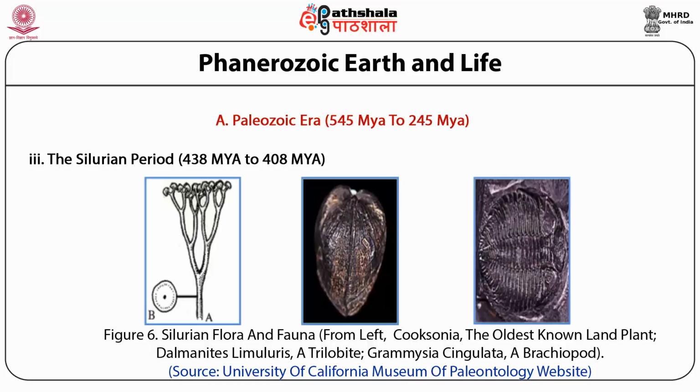The Silurian extended from 438 million years ago to 408 million years ago. The climate of the Silurian period was cold at the beginning, but toward the end it was warm to hot.